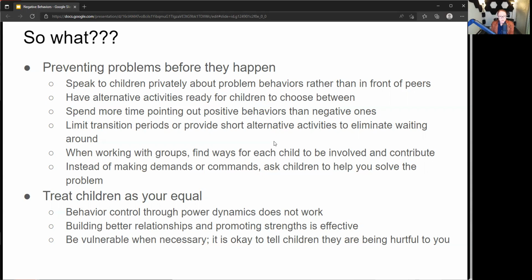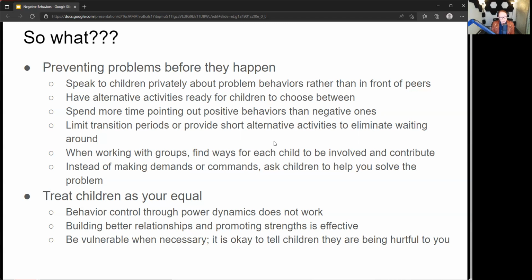When working with groups, always try to find ways for everyone to be involved. Everyone needs to contribute. Everyone needs a turn. Everybody needs to be important. We talked earlier about the levels of engagement as far as when am I misbehaving? A lot of times it has to do with not feeling important or feeling like I'm part of the group, right? So that's important to think about. Your engagement goes down and then your misbehavior goes up when those things are not happening.